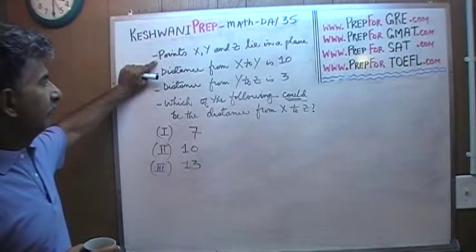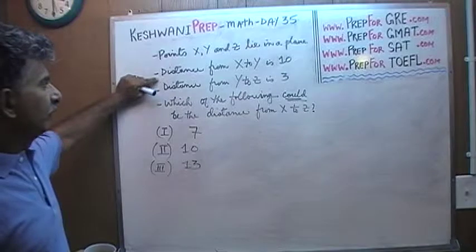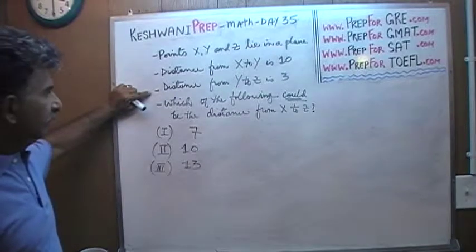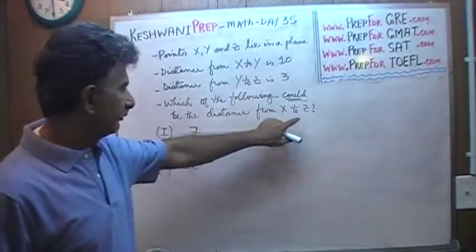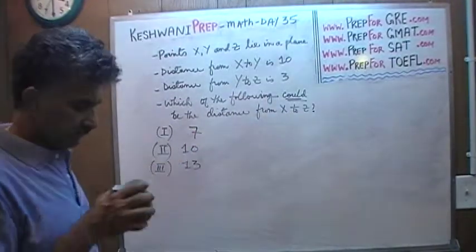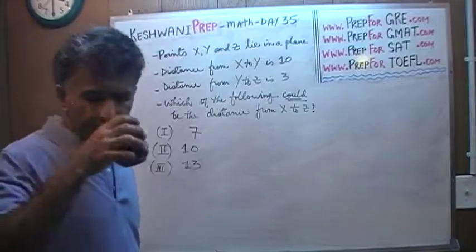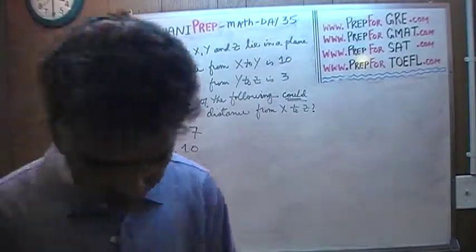I'm going to read it one more time to you. Points X, Y and Z lie in a plane. The distance from X to Y is 10. Distance from Y to Z is 3. Which of the following could be the distance from X to Z? 7, 10 or 13? Oh, I haven't given you the answer choices, have I?